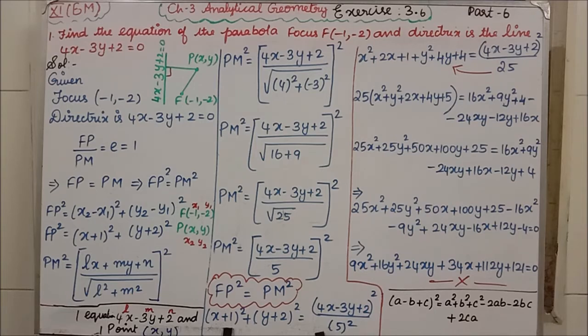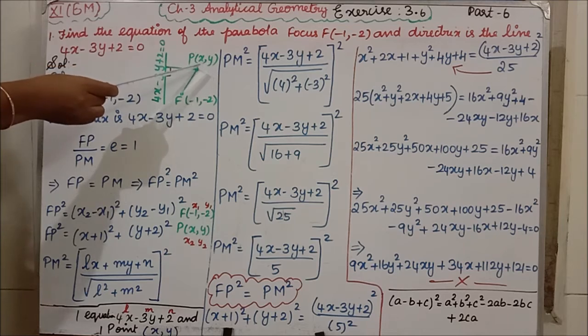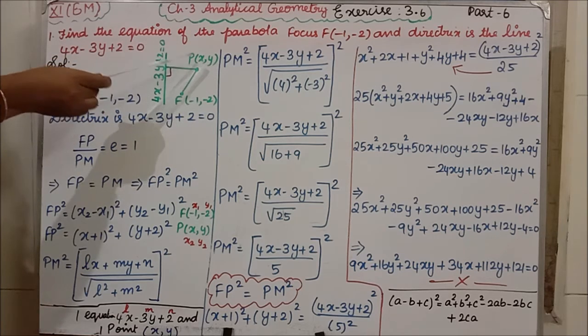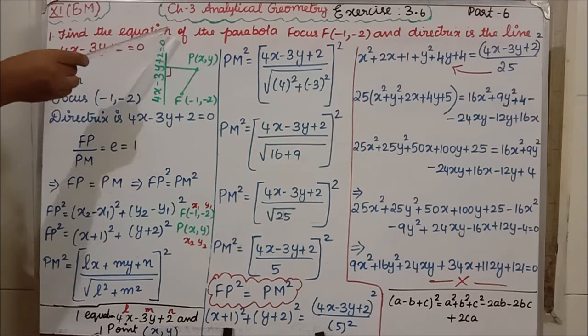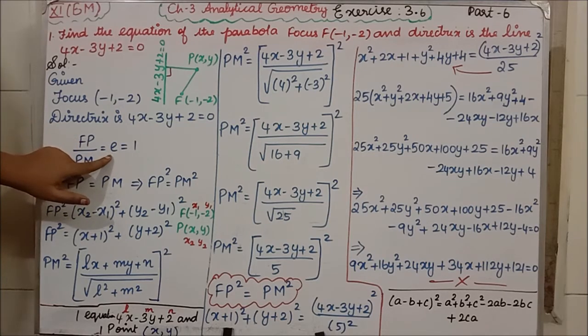Is the diagram clear now, students? In the question they have given the focus as well as the directrix. We have to find the equation of the parabola. We know that the distance between the fixed point and the moving point is equal to the distance between the moving point and the fixed line. If you write it as a ratio, in divide form, it will be a constant. I told you, E.